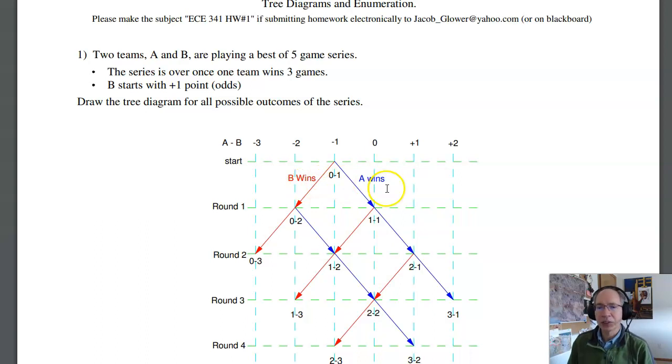Either B wins or A wins. If B wins, you're at 0 and 2. If B wins again, I'm at 0 and 3. As soon as you get to 3, the match is over. So again, either B wins or A wins. As soon as anybody gets to 3, the match is over. So that'd be your tree diagram.